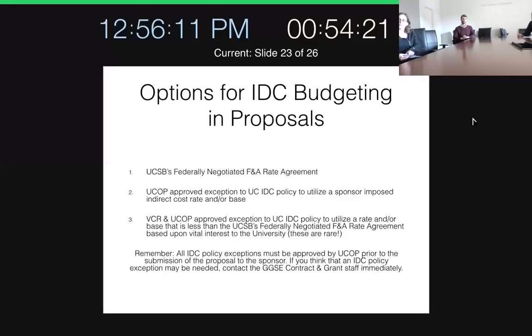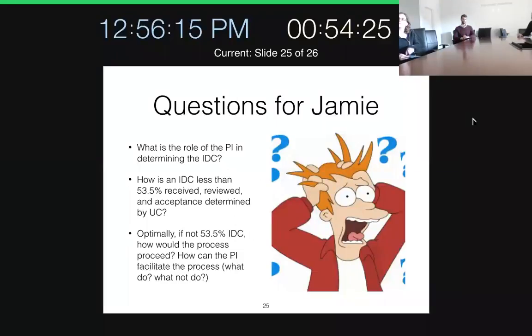Are there other questions, or do we have another slide? Oh, I think you're going to put me on the spot. So that's the question. Jamie, what is the role of the PI in determining the indirect cost rate? I love the face.